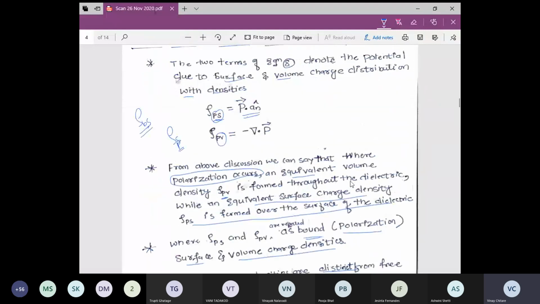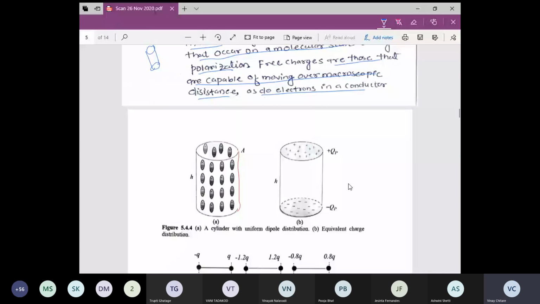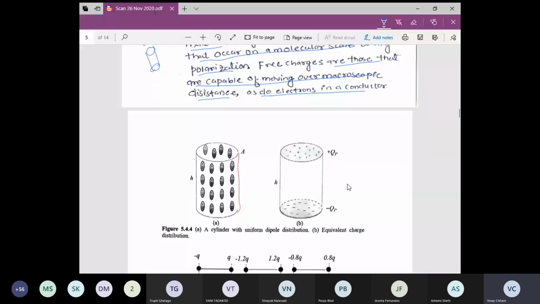What I'm trying to tell you is this. Say you have a cylindrical dielectric material and an applied electric field, and there is a formation of dipole moments. You could see that all these dipole moments have aligned in the same direction. We say it's a uniform dipole distribution.